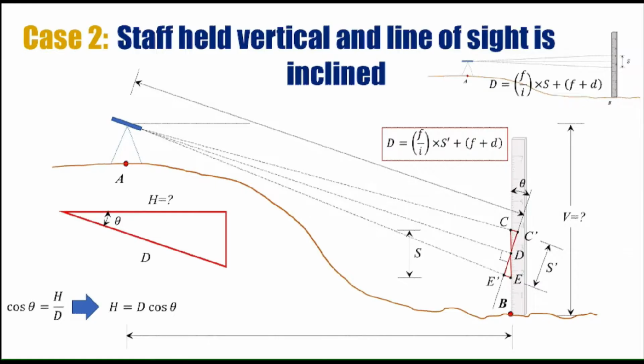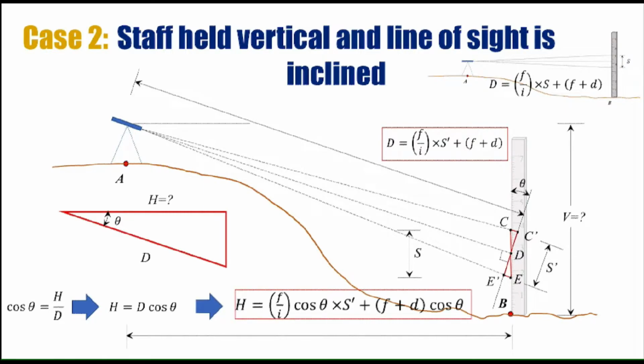We have the formula for d, so putting the value of d in the formula of h, the resulting equation would be as shown. Looking at the equation for h, we have two variables, theta and s dash. Theta is the angle of inclination, and that can be recorded in the field, but s dash is the staff intercept on the imaginary line, which cannot be determined in the field, whereas the real Stadia intercept s can be determined in the field. Therefore we need a relationship between s and s dash.